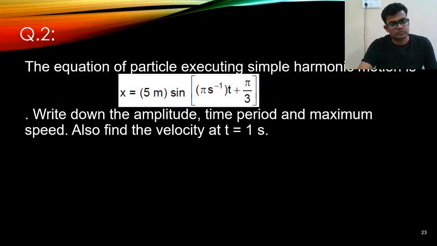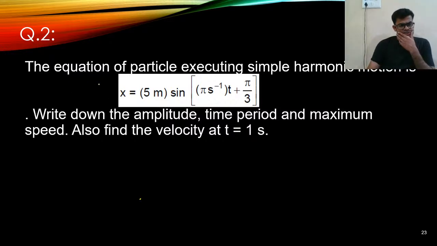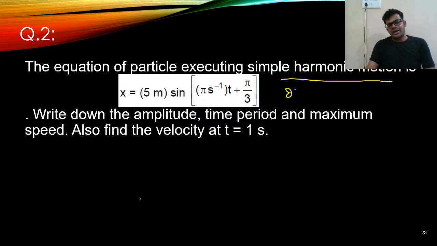Next, there is a question for you. The equation of a particle executing simple harmonic motion is given: x is equal to 5 sine pi t plus pi by 3. This is the equation, so you can compare it with x is equal to a sine omega t plus phi, right? So write down the amplitude. At first, what will be the amplitude of this equation? This will be the amplitude.